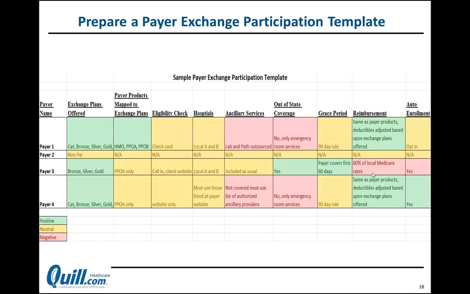So I would encourage the use of this kind of template, if you don't already have something similar, to really map out where you stand on each and every payer.